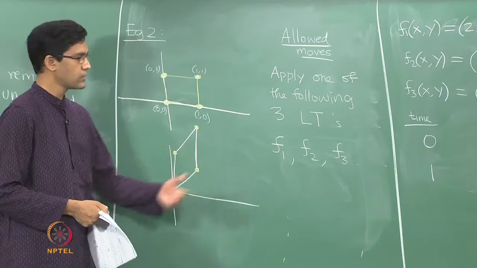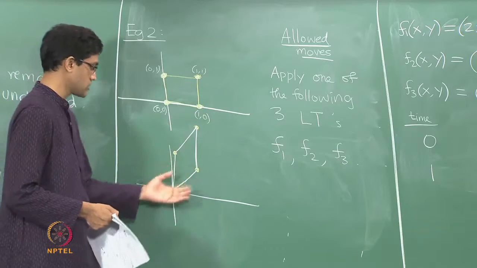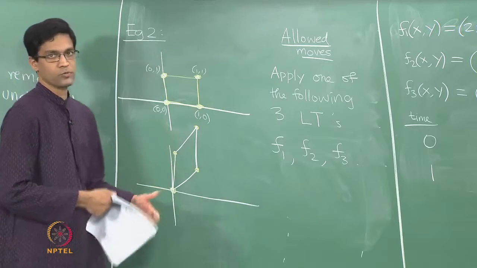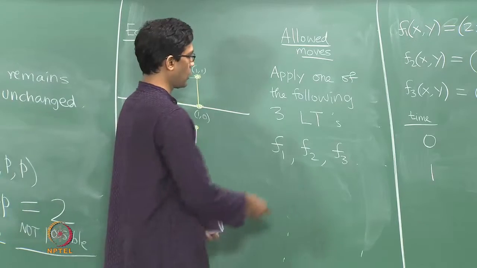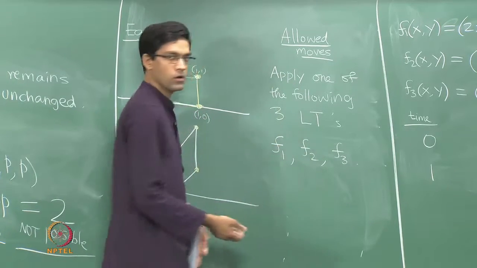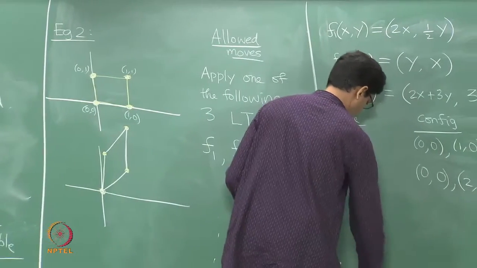Okay, and at time t equal to 2, you again pick one of these. You pick f1 or f2 or f3. You apply it to this parallelogram. It will transform to something else. Okay, and those become the new positions, and so on and so forth. So the evolution is given by the following rule. You pick any one of the 3, f1, f2 or f3, and you apply it to all 4 points, all 4 corners.